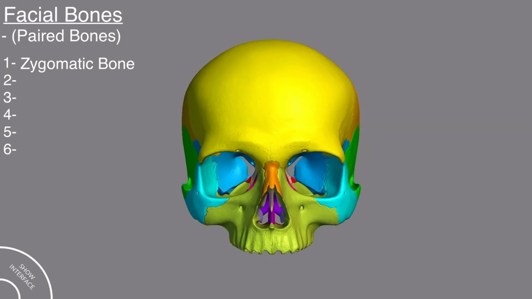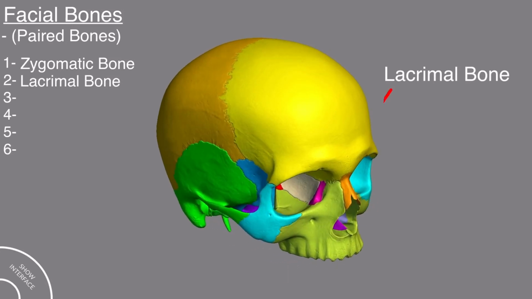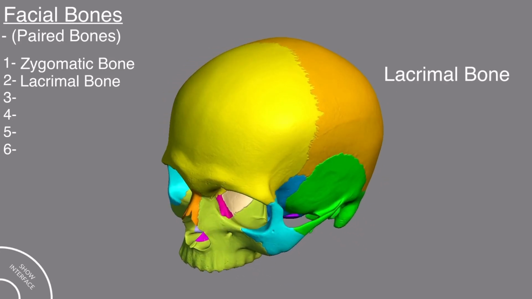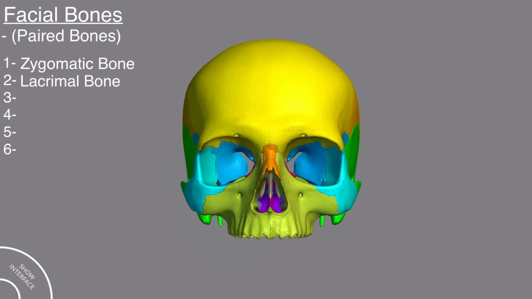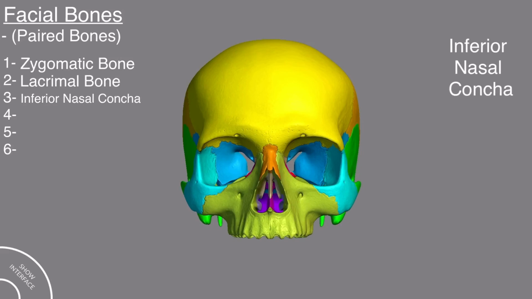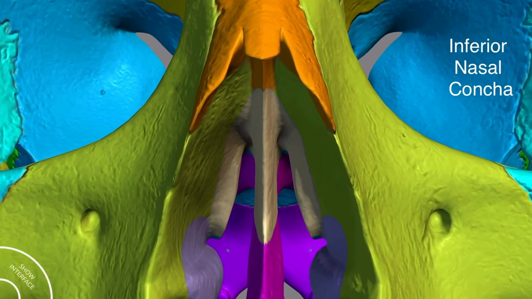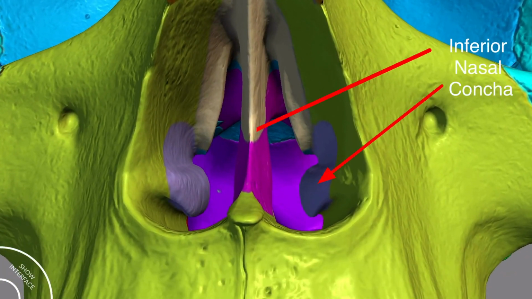Number 2 is the lacrimal bone. This is the lacrimal bone. And as you can see, these are also 2 in number. One is here and the other one is here. The third one is the inferior nasal concha. And these are the 2 inferior nasal conchae.